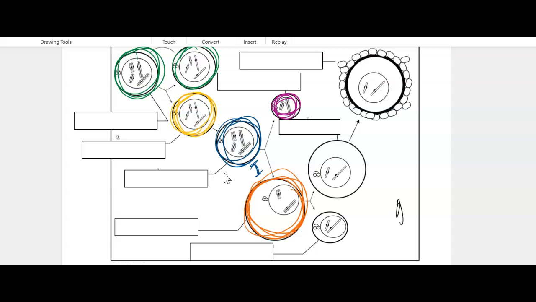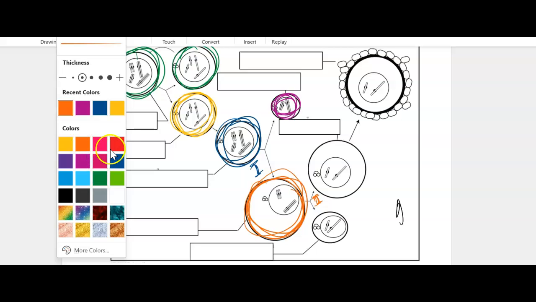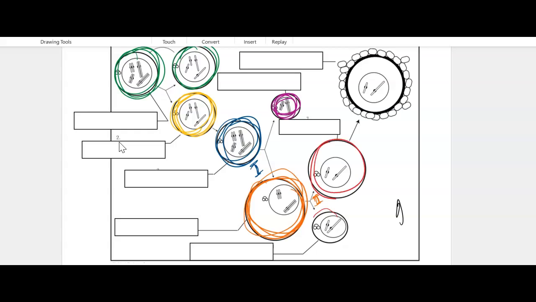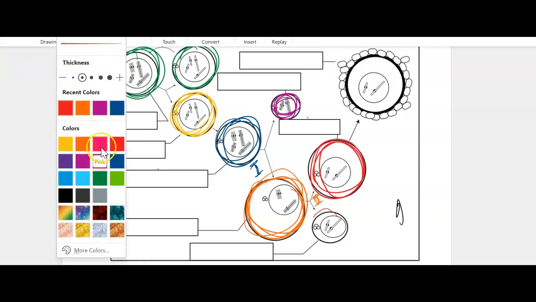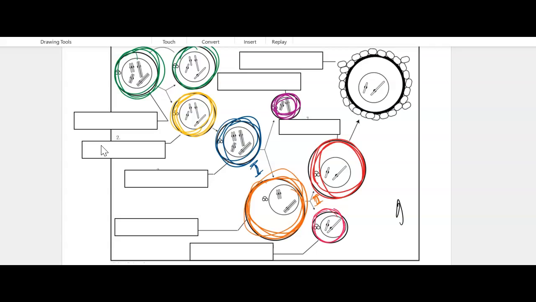The secondary oocyte is going to perform meiosis 2. So we'll put a 2 here for meiosis 2. But it again is going to divide unequally. It's going to produce a large, put it in red here, a large ootid, it's right here, and then a smaller cell, which is called a secondary polar body, and that's going to be right here.